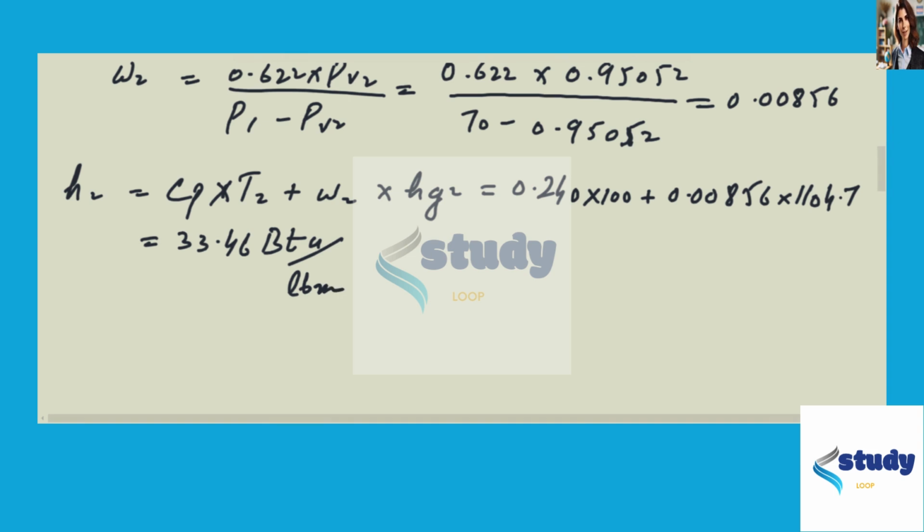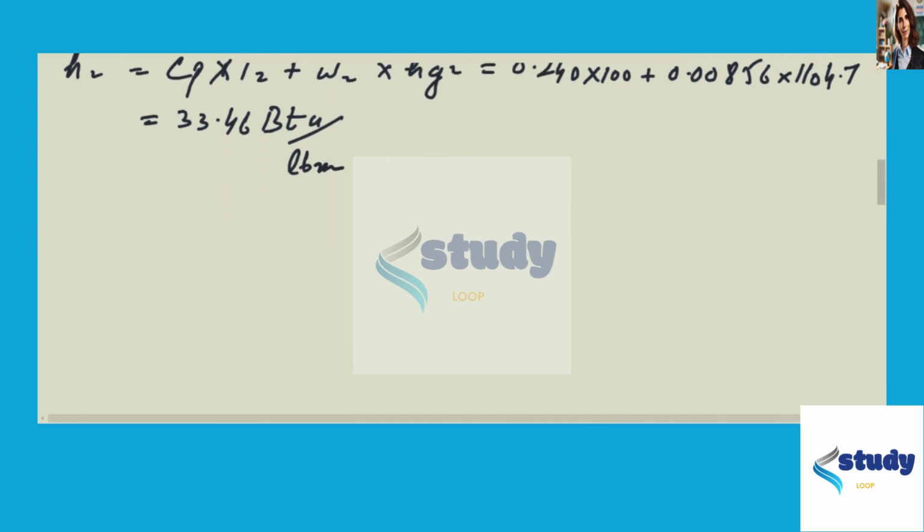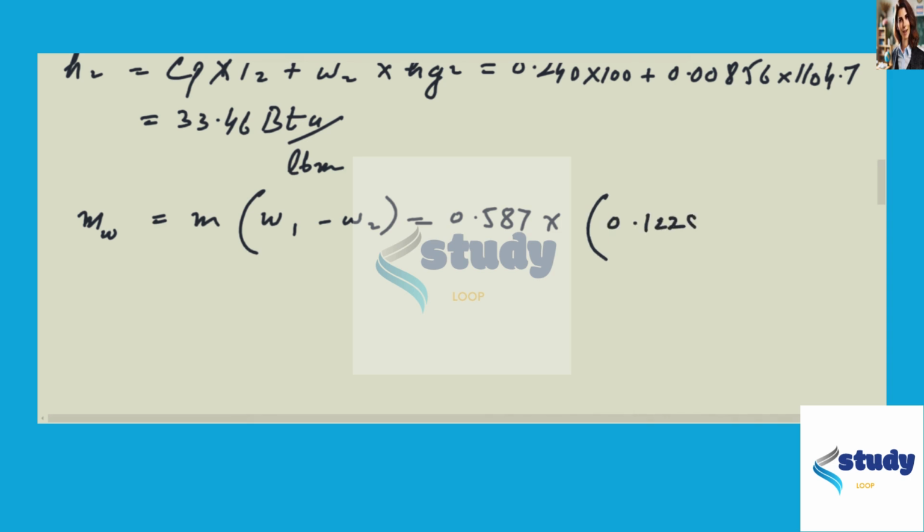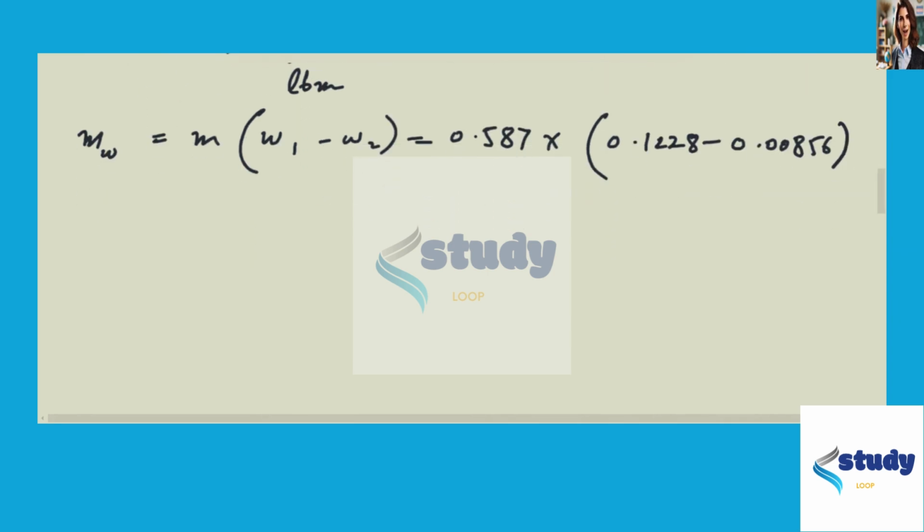Now guys, we know that this process is a closed system process, and we can use that to calculate the mass flow rate of the condensed water. mw is equal to m into W1 minus W2, equal to 0.587 multiplied by 0.1228 minus 0.00856, and mw is equal to, sorry, 0.067 lbm per minute.